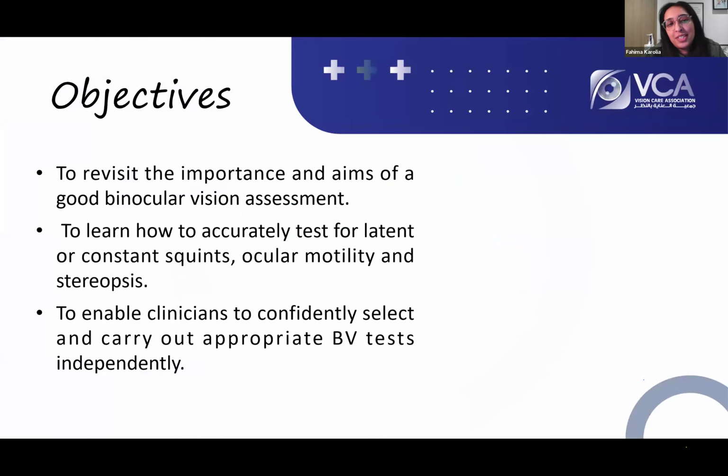So the main objectives of today is to revisit the importance and aims of a good binocular vision assessment, to learn how to accurately test for latent or constant squints, ocular motility, and stereopsis. And by the end of this session, I really want to enable you as optometrists to confidently select and carry out appropriate BV tests. I really hope we'll be able to get that far. So keep that in mind whilst I'm talking, and any questions you have, make sure you jot them down, okay?